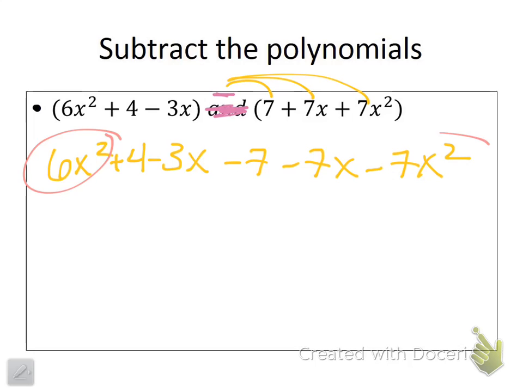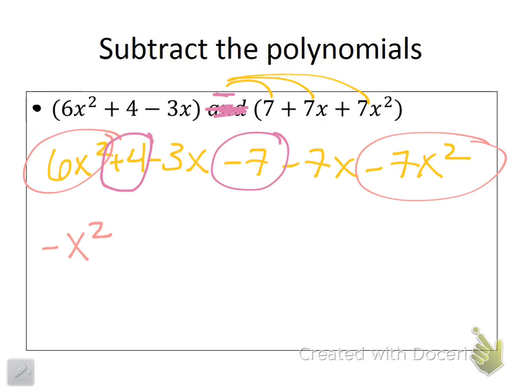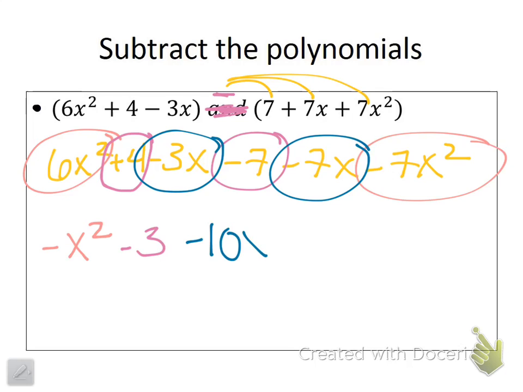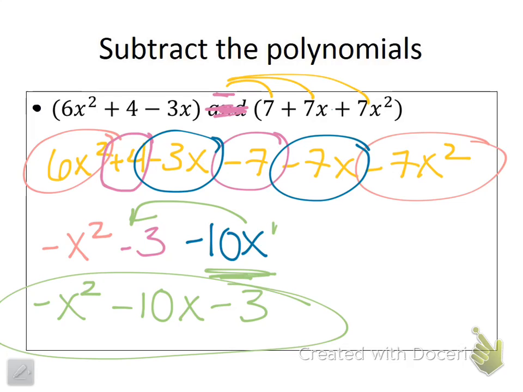So I got 6x squared and negative 7x squared. When I add those, I should get negative x squared. If I do 4 and negative 7, 4 plus negative 7 is negative 3. And negative 3x and negative 7x gives me negative 10x. Okay, we check to see if it's written in standard form, and it's not, because this needs to go before, because it's x to the 1. So we're going to get negative x squared minus 10x minus 3. And there's my answer written in standard form.